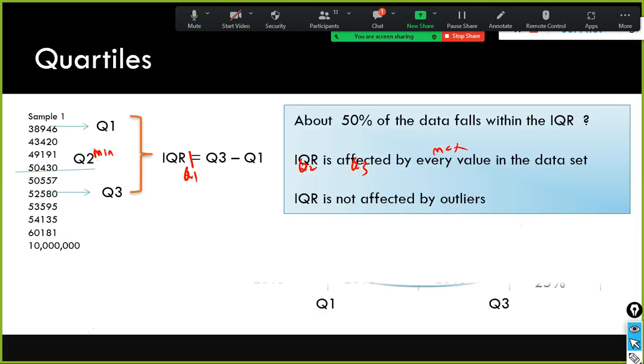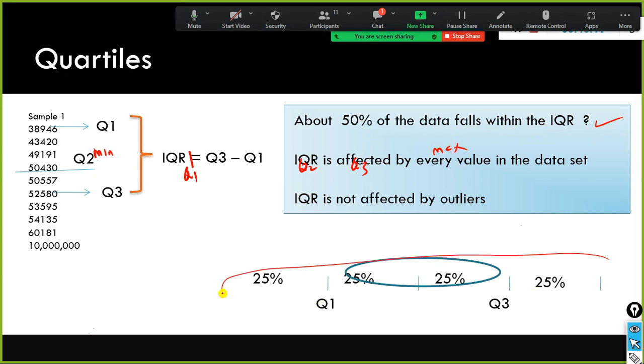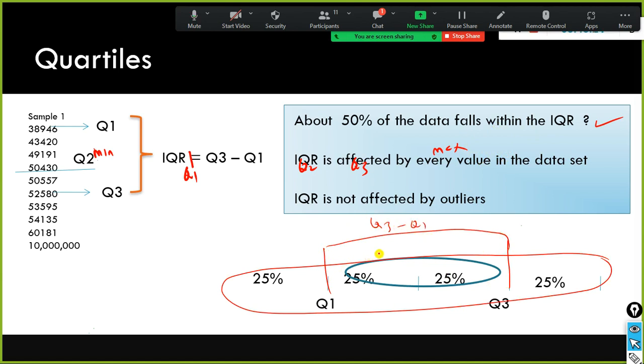Now look here. Now you tell me, about 50% of data falls within the IQR. Is that correct? Look at this image here. About 50% of data falls within the IQR. What is the IQR here? This is the one, right? This is your IQR, the Q3 minus Q1. So here, about 50% of data falls within the IQR. Yes, 50% of data falls within the IQR.